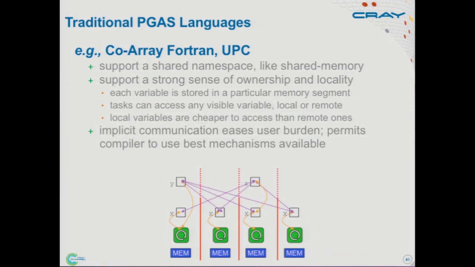It also supports a strong sense of ownership and locality. So you can reason about where things live and where things are running relative to one another, which is very important from a scalability perspective. And the last one is having the compiler deal with the communication by just naming things that happen to be remote, which makes the user's task much easier. It also means the compiler can use whatever mechanisms are best on a particular machine to communicate.